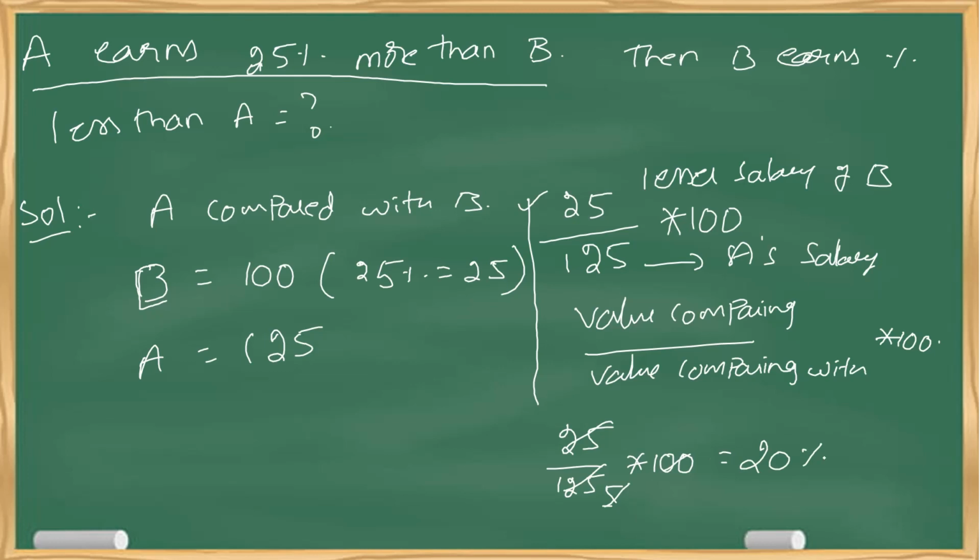20 times. But I would like to say one more important thing. Whenever people look at this question in the examination, many people will think that 25 percentage is the answer, which is wrong. It's a wrong comparison. A earns 25 percentage more than B. Then B earns how much percentage less than A? That is an important question here. You need to see who is getting compared with whom. That is the main concept here.